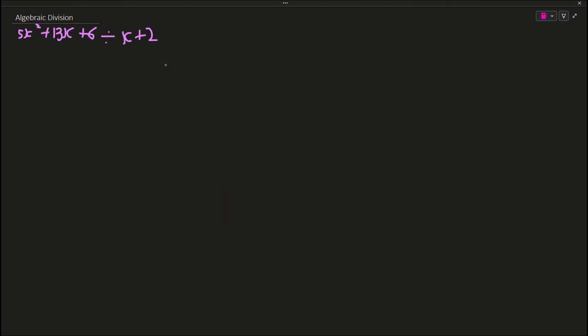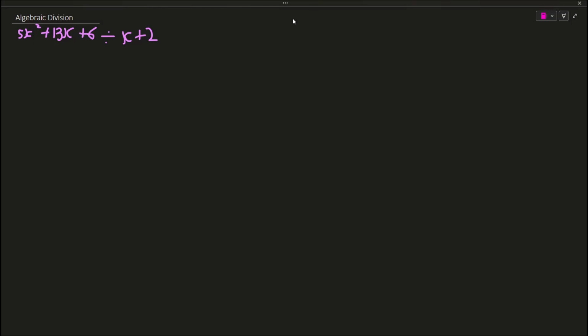Hi, so today we'll be going through algebraic long division. And what is that? Essentially, think of long division you may have learned at GCSE, for example, but you're doing it with algebra. So let's go through how this works.